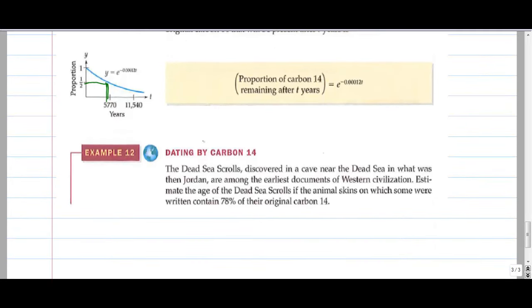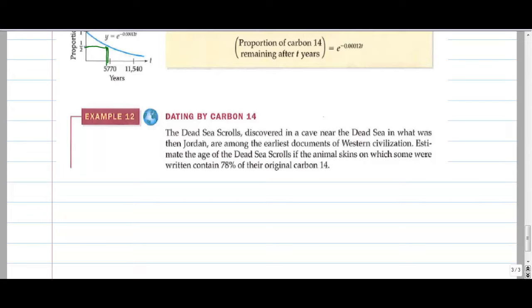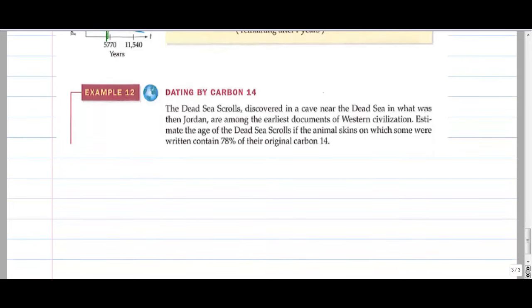So here's an interesting example. That's ancient history, and I love ancient history, so this is a bonus for me. The Dead Sea Scrolls were discovered in a cave near the Dead Sea in what was then Jordan, and this is example 12 in your book. The Dead Sea Scrolls are among the earliest documents of Western civilization. Estimate the age of the Dead Sea Scrolls if the animal skins on which some were written contain 78% of the original carbon-14. The animal skins were alive, so we can use carbon dating on that. All right, 78% is remaining.